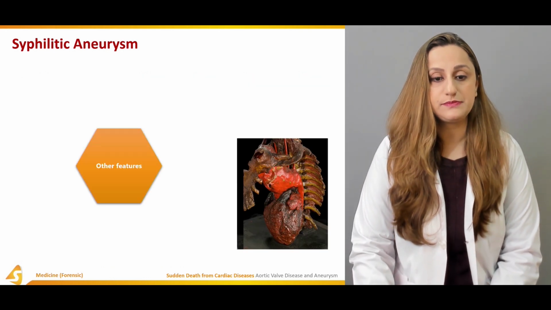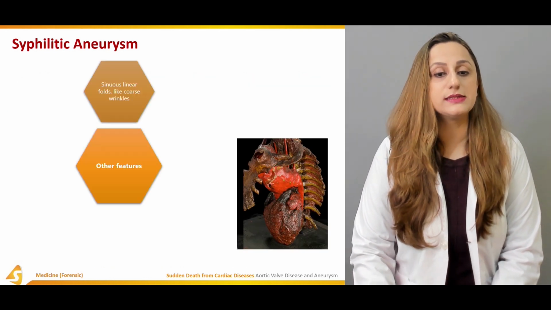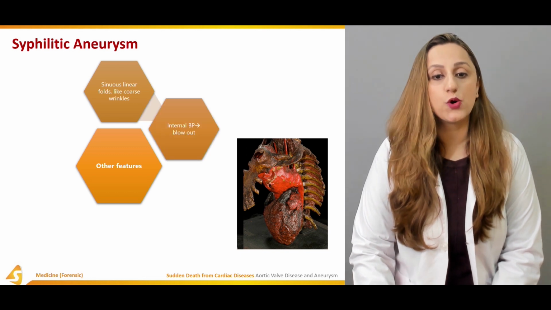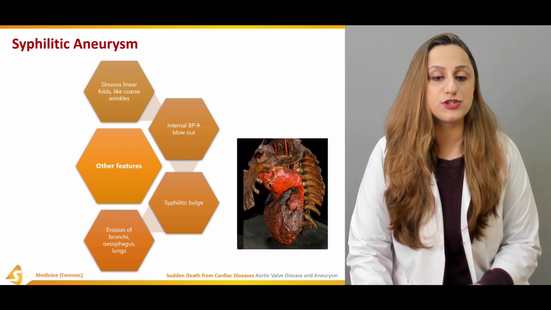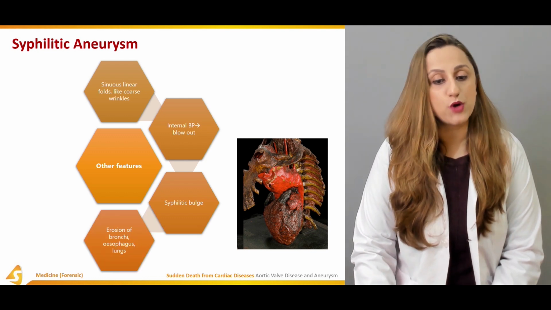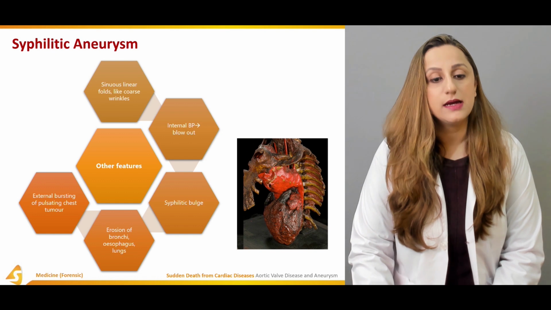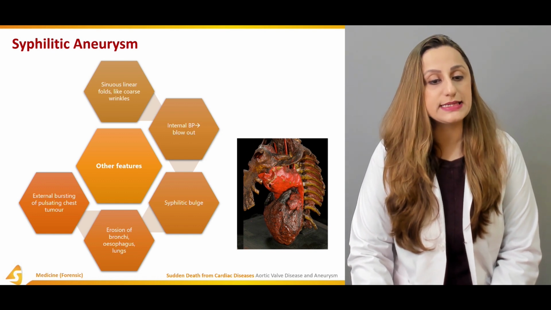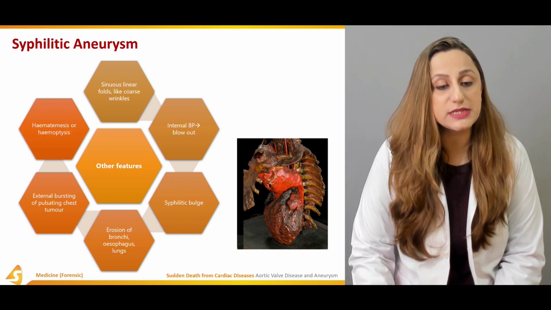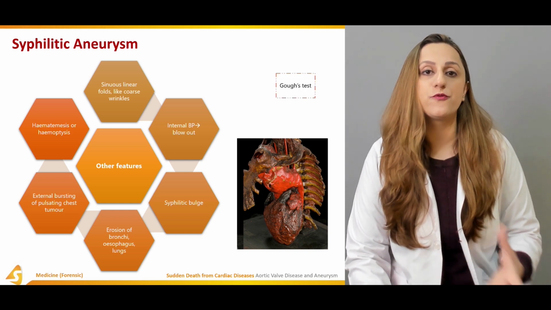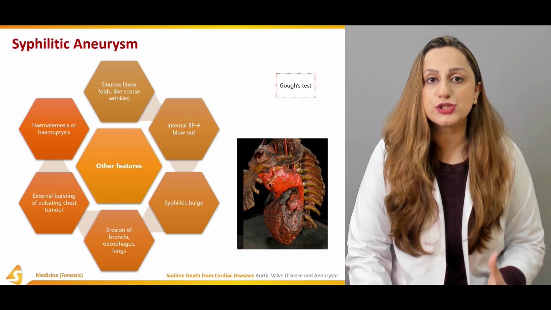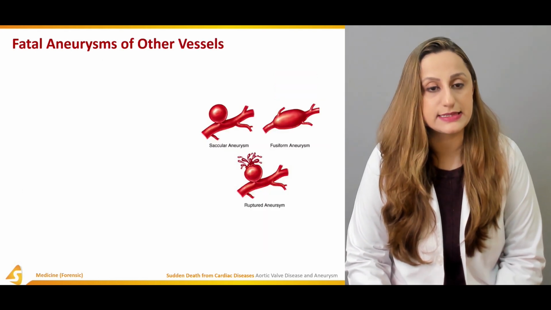The other features at this level are the sinus linear folds, like the coarse wrinkles, internal blood pressure blowout, and syphilitic bulge is looked for, erosion of the bronchi, esophagus, and lungs, including the external bursting of the pulsating chest tumors, along with hematemesis or hemoptysis. So the Gough's test is basically performed for the conclusion of the syphilitic aneurysm at this level.